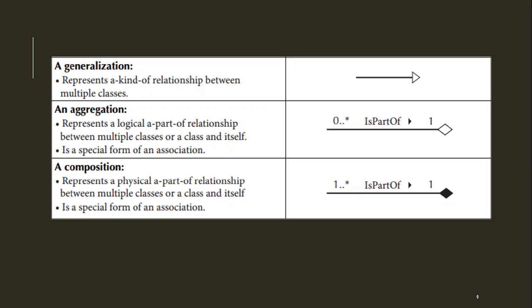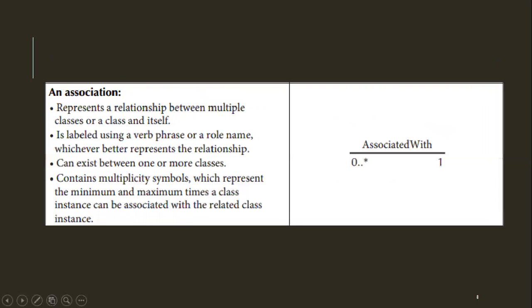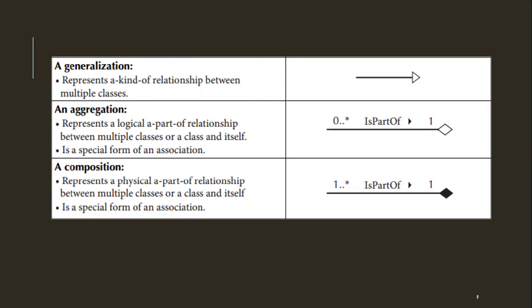Represents a logical, a part of relationship between multiple classes or class and itself. It is a special form of an association. Association, that is what we learned in this. So this is aggregation. It's a special form of association relationship. Okay, see, that's how they have mentioned.